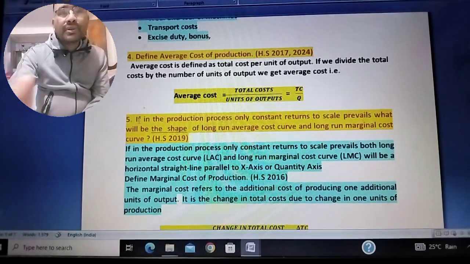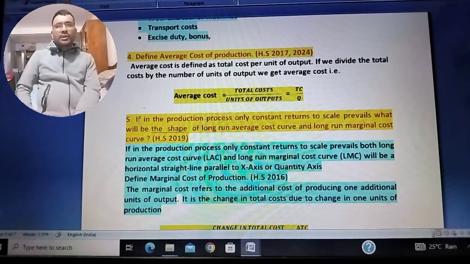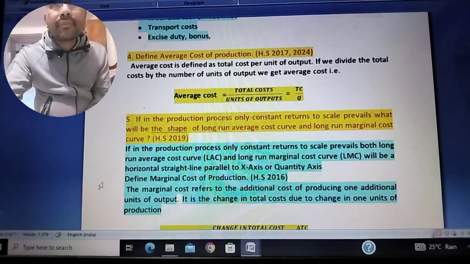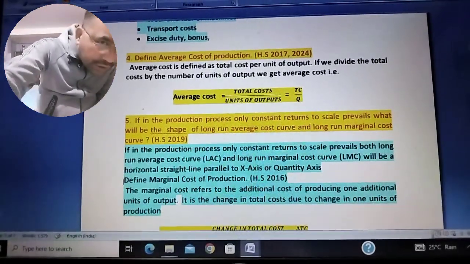Then let's go to question number 5. If in the production process only constant returns to scale prevails, what will be the shape of the long run average cost curve and the long run marginal cost curve? This was asked in 2019 and this is a very important question.